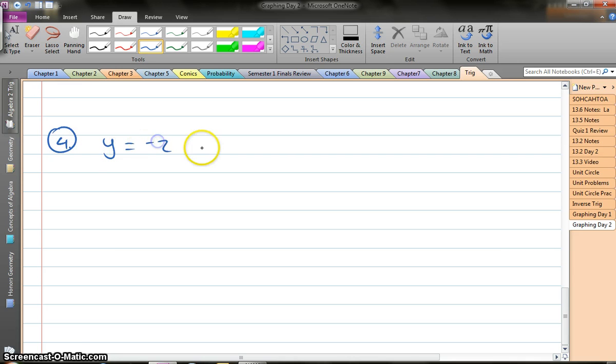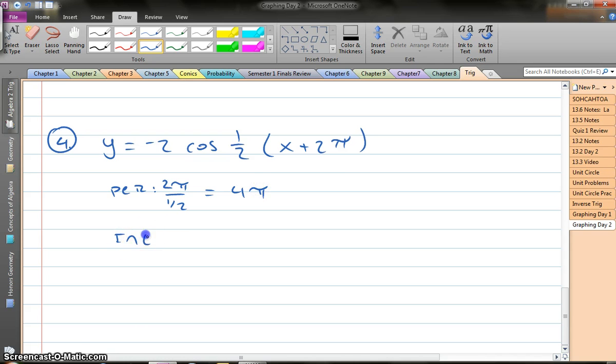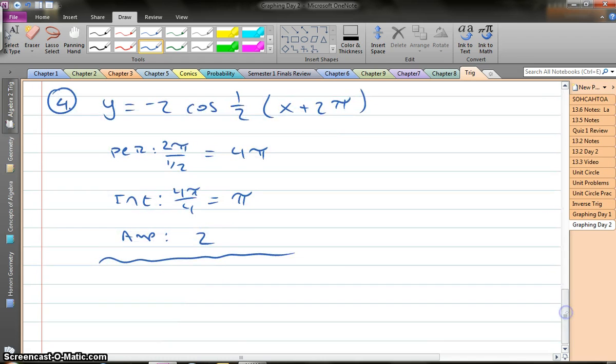And I have y equals negative 2 times the cosine of 1/2 times x plus 2 pi. So now my period is 2 pi divided by 1/2, which gives me 4 pi. My interval now is 4 pi, my period, divided by 4, which is just 1 pi. I have an amplitude of 2. My vertical shift, there is none, because there's nothing in back here.